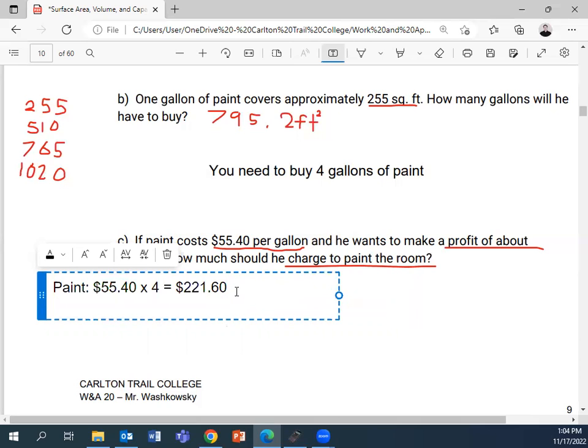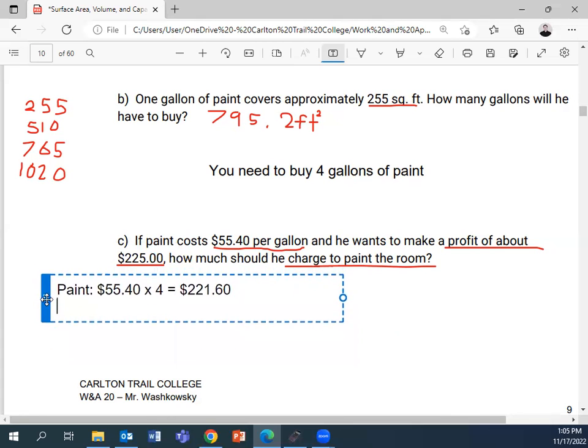Cool. So how can I use this again to figure out how much I should charge? He wants to make $225 on top of this. So I know how much it costs to paint the room now. How can I turn that into profit? How can I set a proper price so I make money?